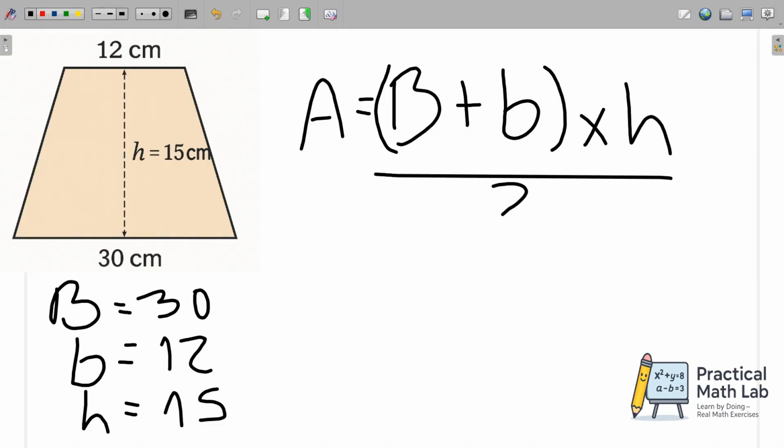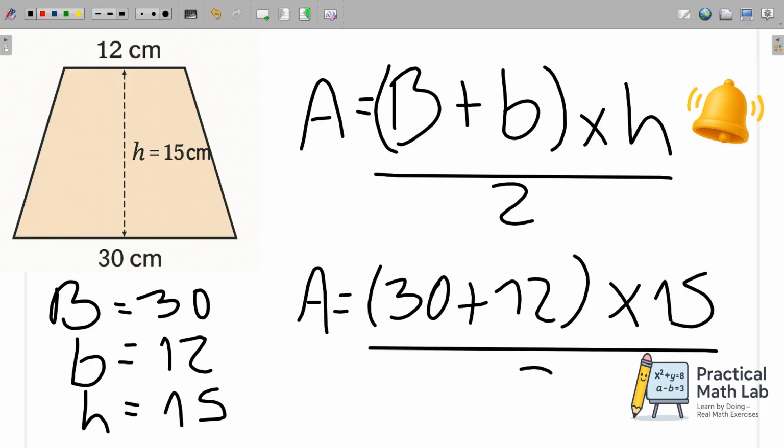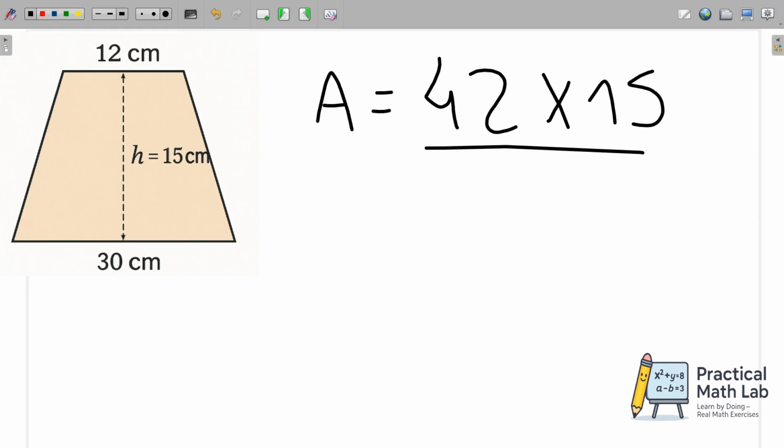Now let's substitute the values. Area equals, in total, (30 plus 12) times 15 divided by 2. First, let's solve what's inside the parentheses. So 30 plus 12 equals 42. So now we have area equals 42 times 15 divided by 2.